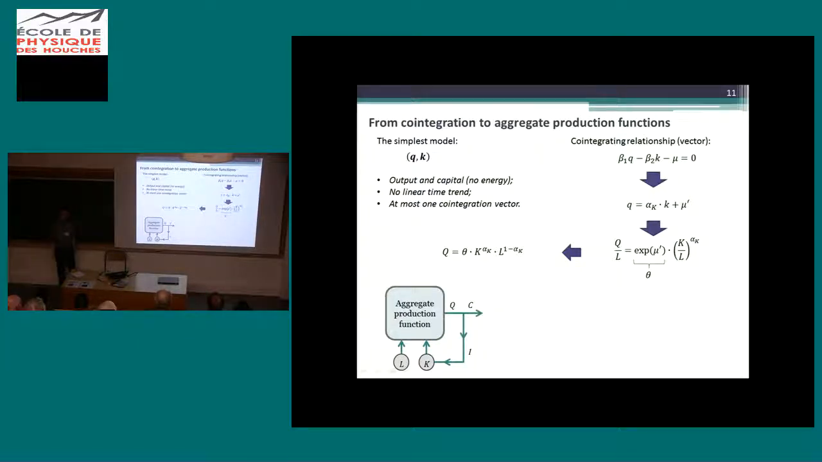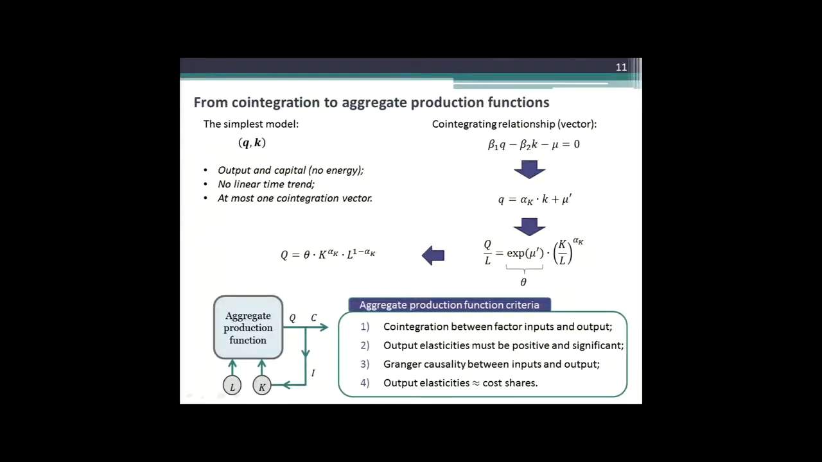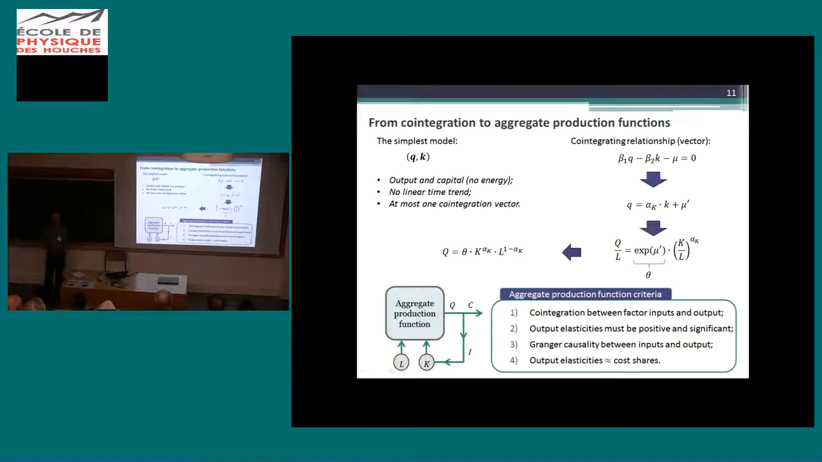But just because it looks like one, it doesn't mean that it is a production function. That's why we introduce the following set of criteria for statistically significant and economically plausible production functions. 1, there must be cointegration relationships. 2, the output elasticities estimated, the exponents, must be positive and statistically significant. 3, there must be Granger causality linking the inputs to economic output. And 4, if you want to take this function to the empirically observed stylized facts of cost shares, the estimated output elasticities should resemble these cost shares.